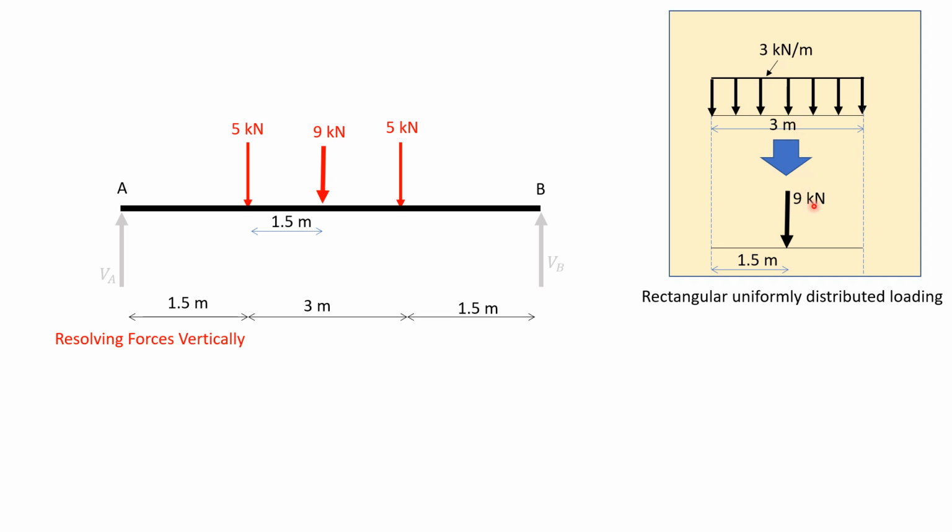So it will be 9 kilonewton, and it will act 1.5 meters from the starting end of the loading. So this 9 kilonewton will be acting at 1.5 meters from the starting point of the rectangular loading.